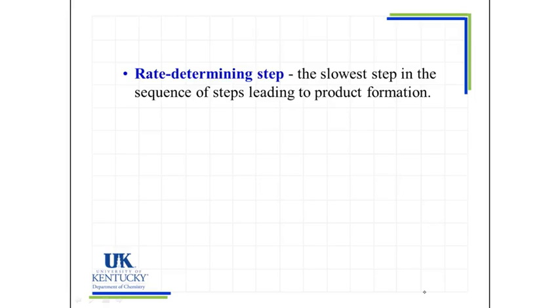One of the steps in our mechanism is going to be called a rate determining step, and it's the slowest step. It is what is going to determine how fast the overall reaction is. It can only be as fast as the slowest step.